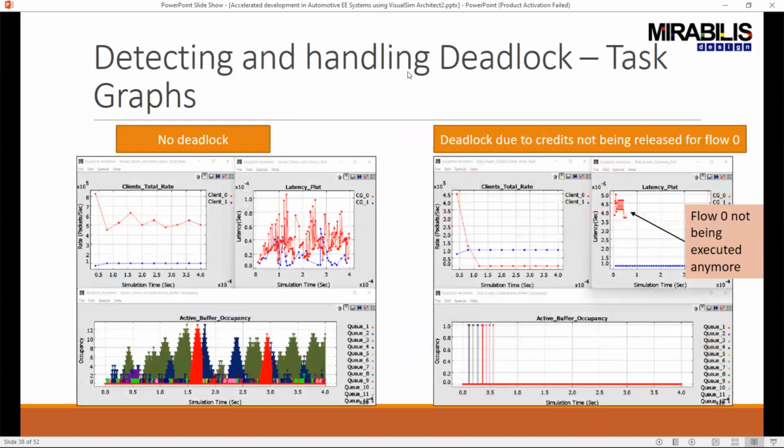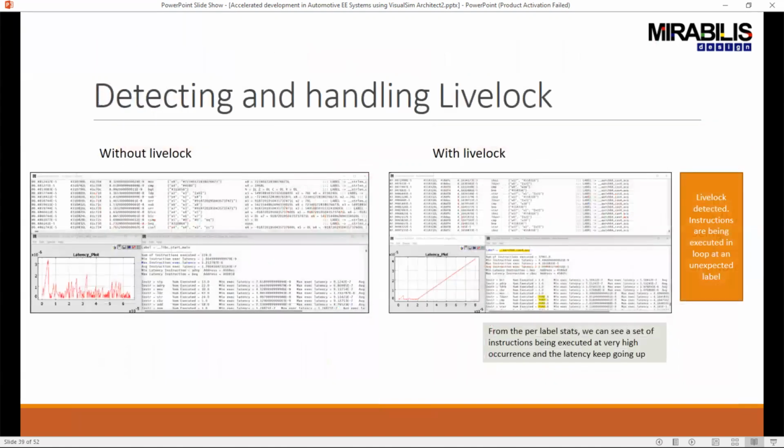Now we look at the detection and handling of deadlock, the task graphs. So over on the left, we have no deadlock, which means that we could see the plots are being generated over time. The latency plots look considerably good. Even though there are a few spikes, every task gets completed. But with deadlock, we could see that flow 0 is no longer being completed. So this means that the applications are no longer able to execute, which results in a critical failure.